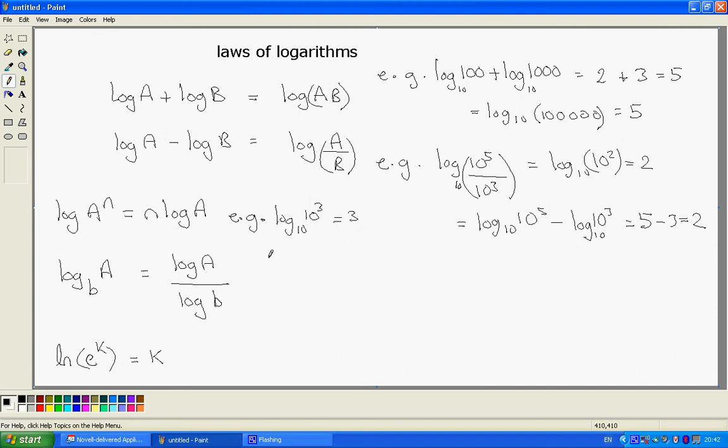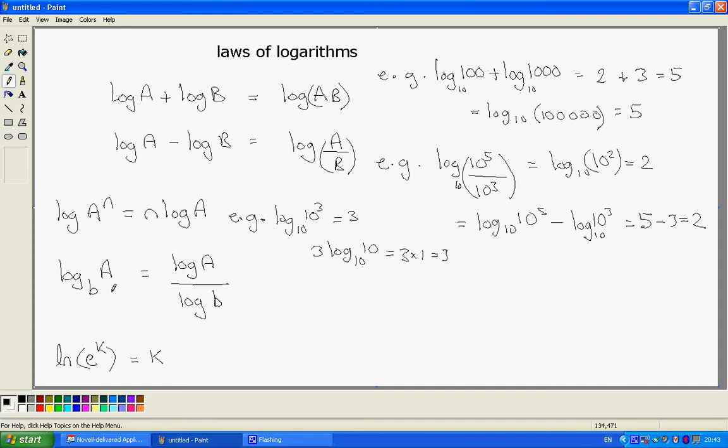And our law says that should be the same as 3 times log to the base 10 of just 10. Well, we know that the power of 10 that gives us 10 is 1, and therefore this just equals 3 times 1, which is 3, and so we say the law works.